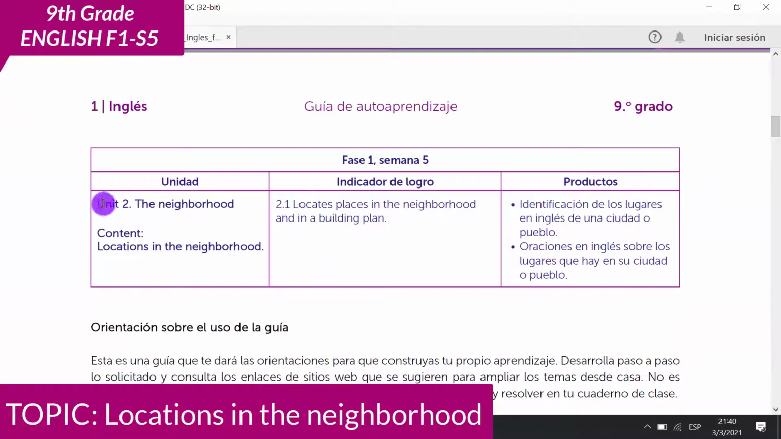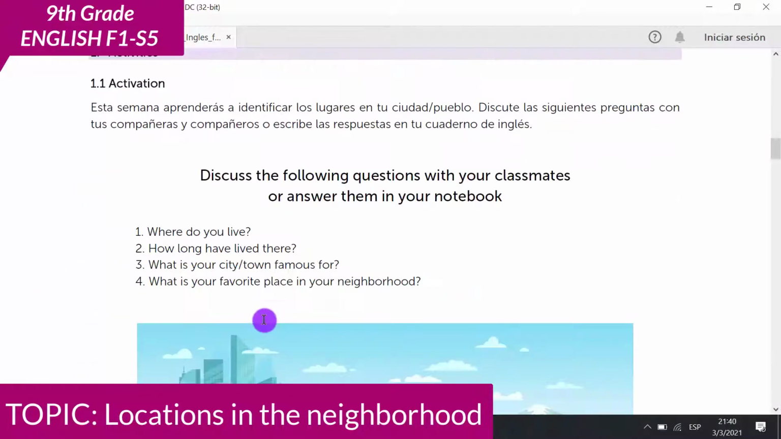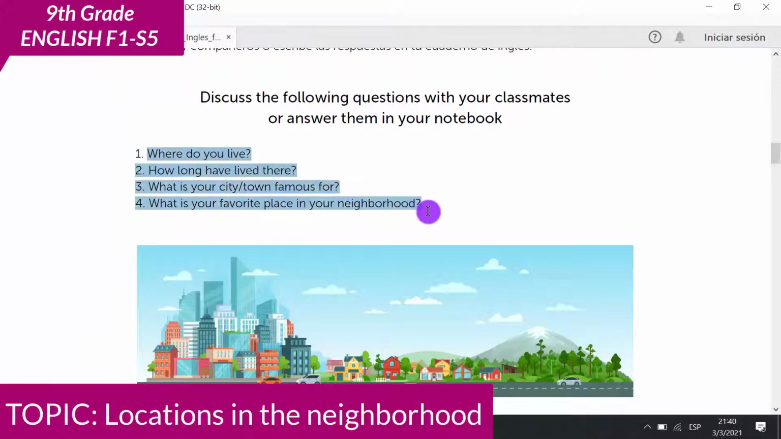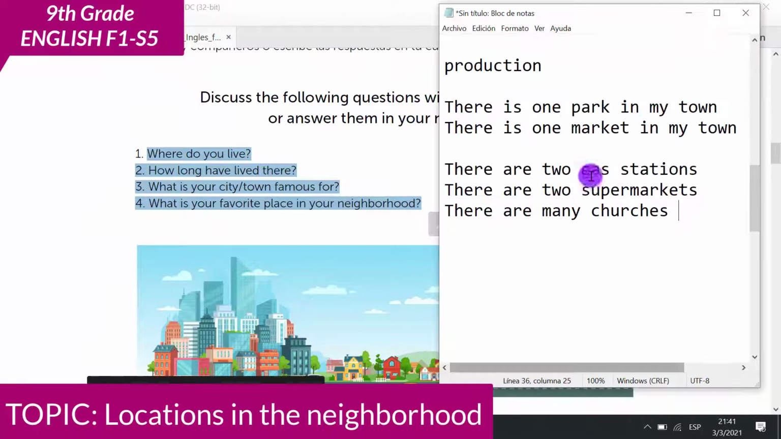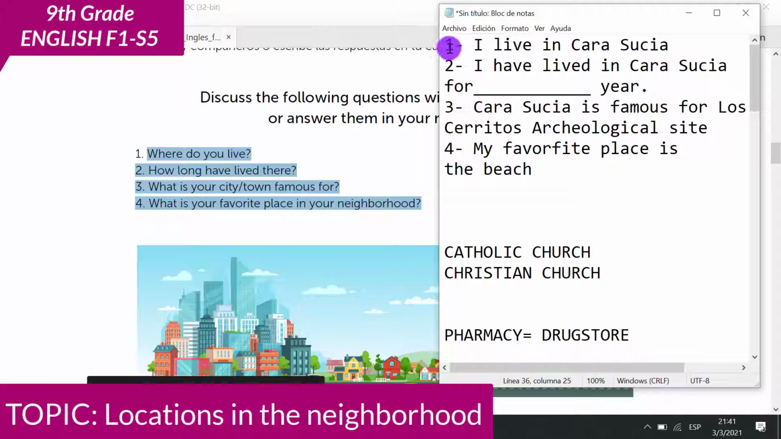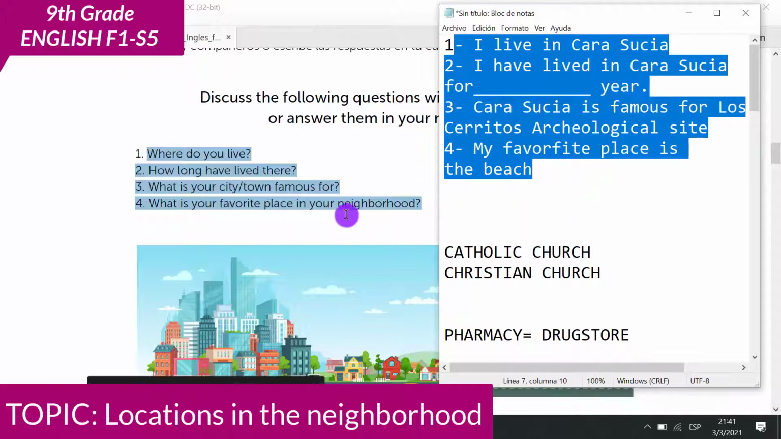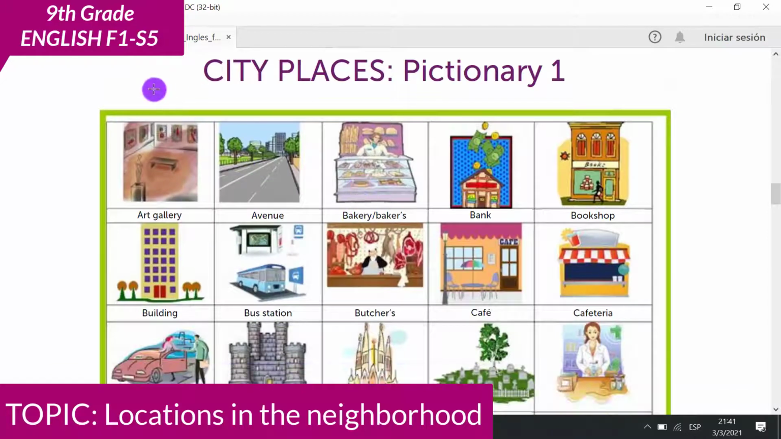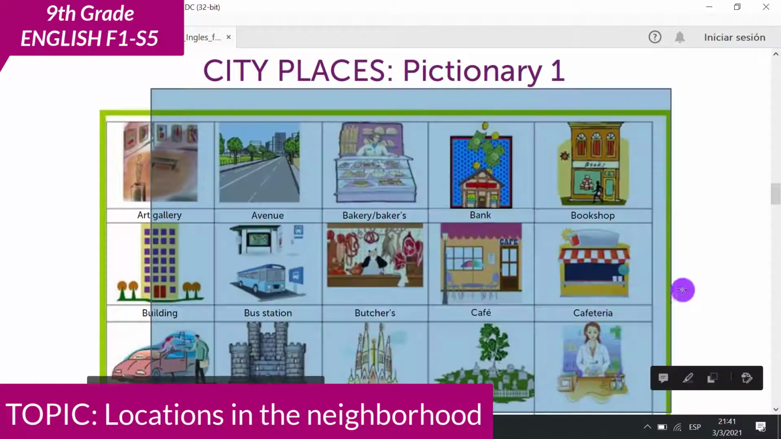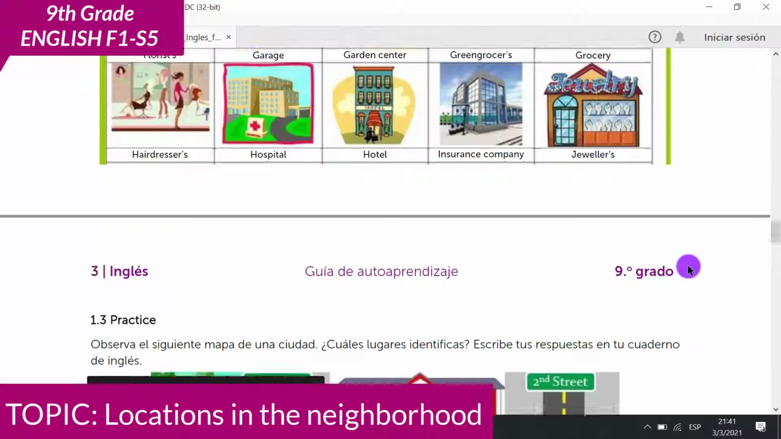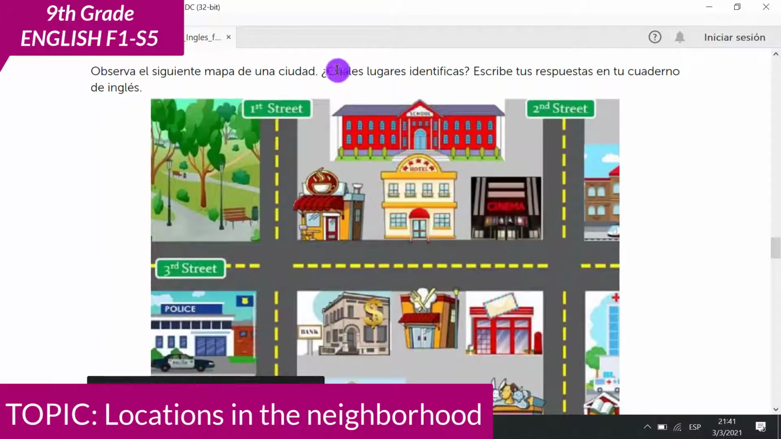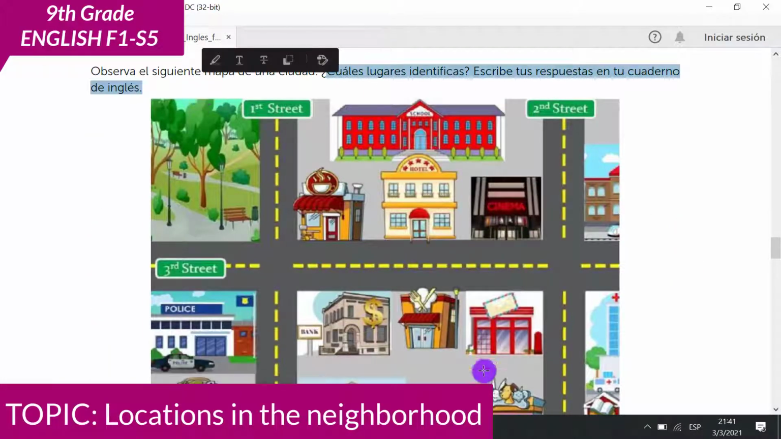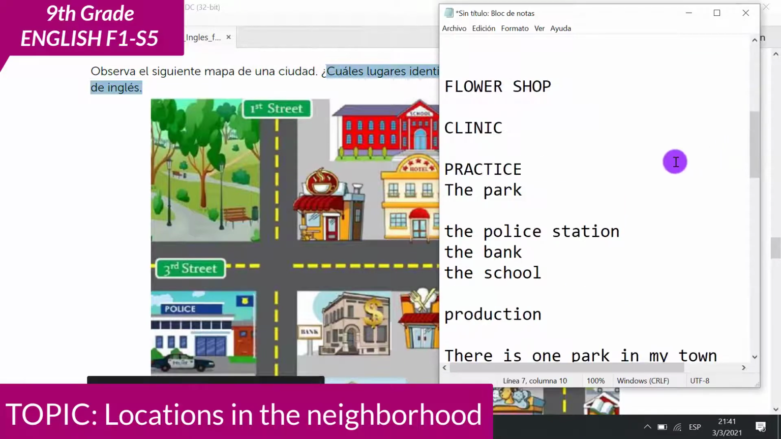Elaboremos la unidad 2, the neighborhood, okay? Second, answer these questions in English. Responde estas preguntas en inglés. Aquí mira el ejemplo de cómo lo hice yo, cómo respondí las questions in English, okay? Second, in the presentation part, practice the vocabulary with me. Practica el vocabulario conmigo. Then, in the practice part, ¿cuáles lugares identificas en esta foto? Responde en tu cuaderno. Mira cómo lo hice yo.